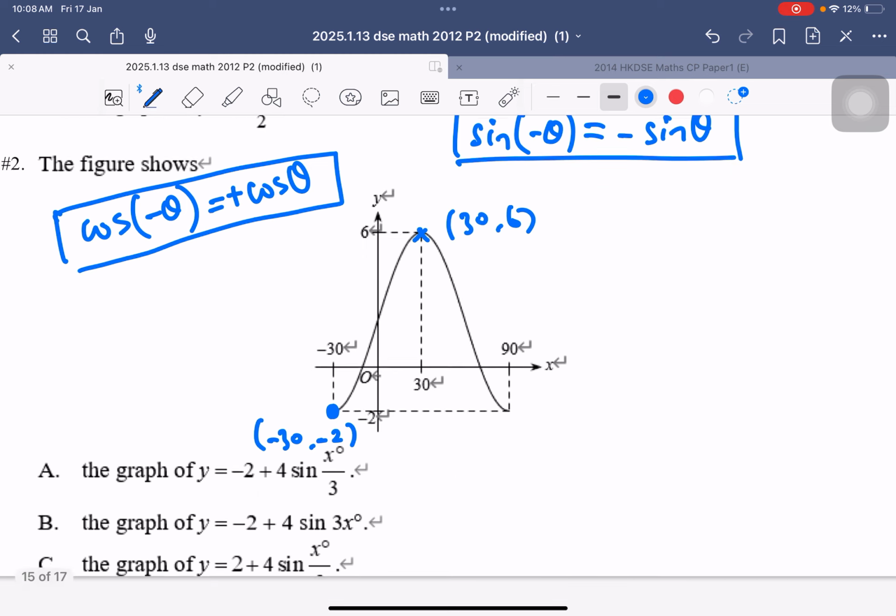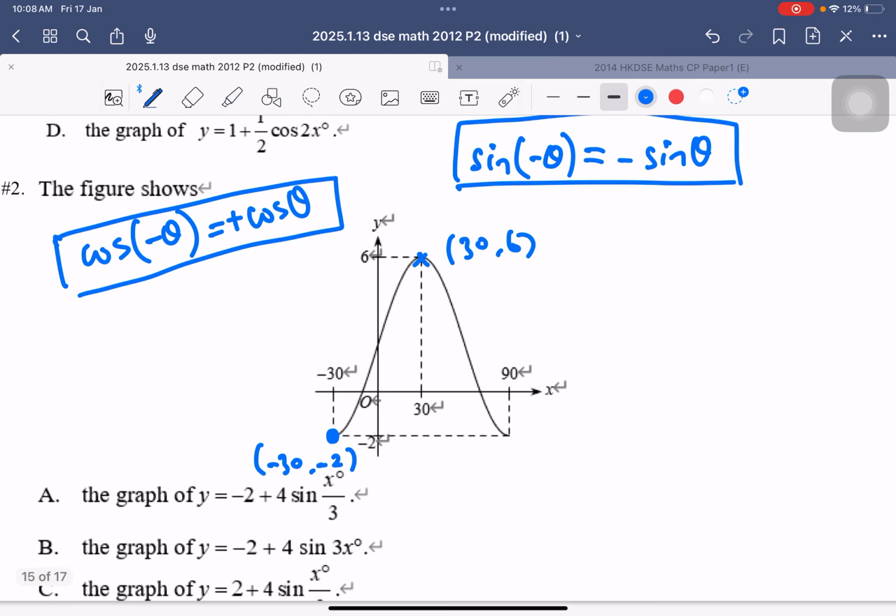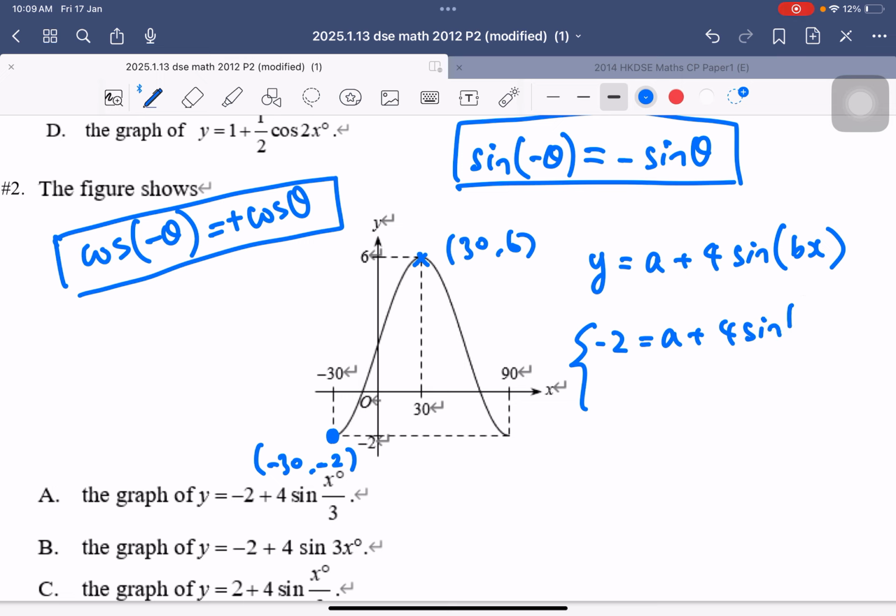And then look at the answers. What's the format of your answers? y equal to a plus 4 sine bx. That's the formula we have. Then we can substitute in. So y should be changed to negative 2: negative 2 is equal to a plus 4 sine of b times negative 30, so negative 30b.